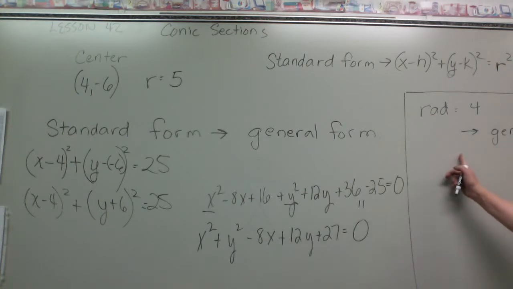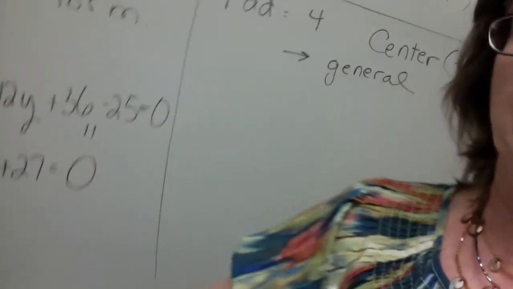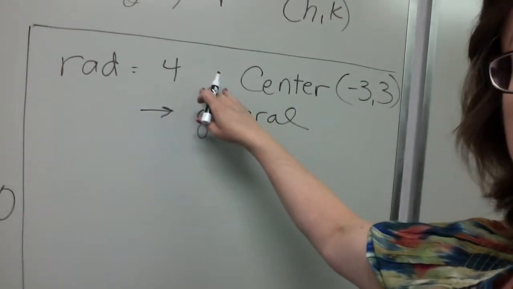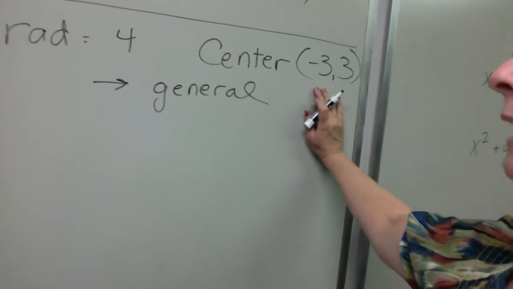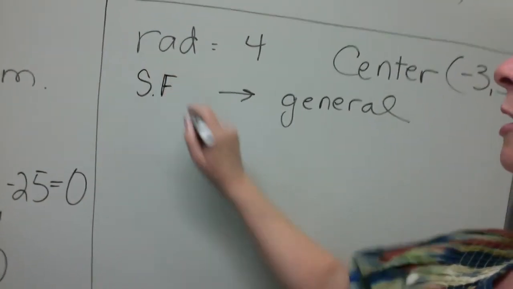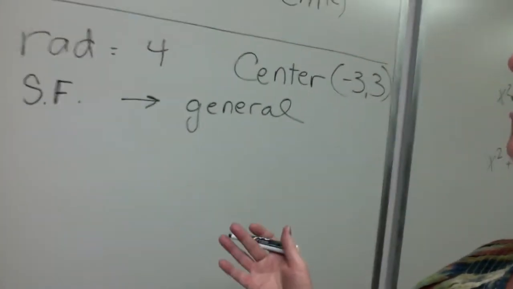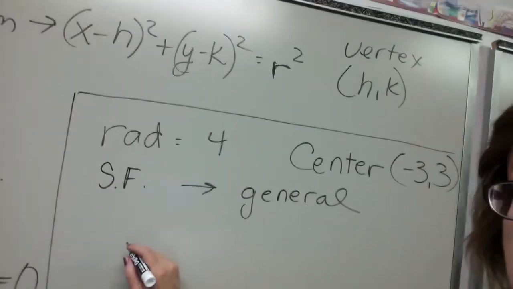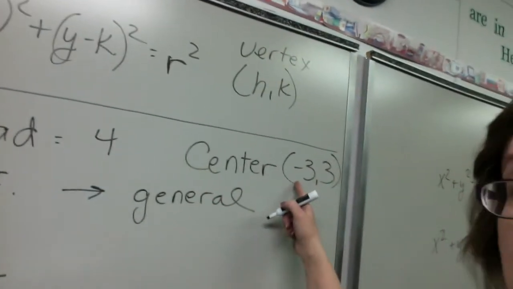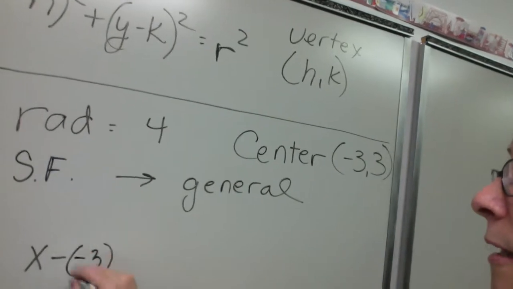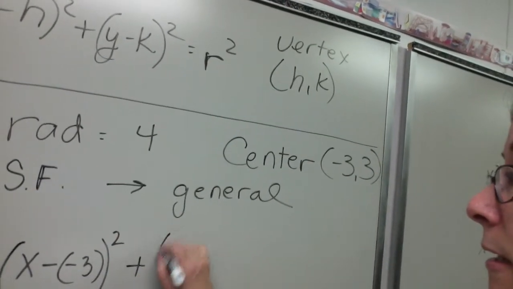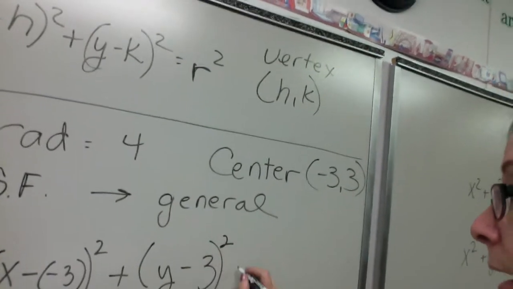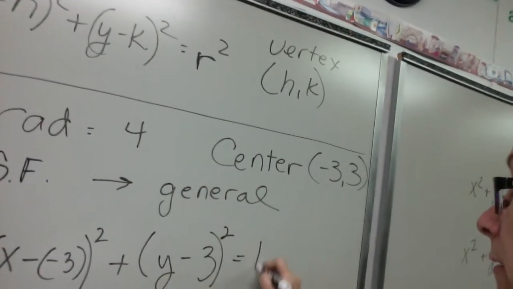Okay, so now we're going to do this again. I'm going to move this one over here. See if you can see my other problem, which is also in your book. Now we're going to do the same thing with a circle of radius 4 and a center of (-3, 3). So we're going from the standard form to the general form. The first thing we should do is write the standard form down: x minus the x value of the center, -3, quantity squared, plus y minus the y value of the center, 3, quantity squared, equals the radius squared, 16.